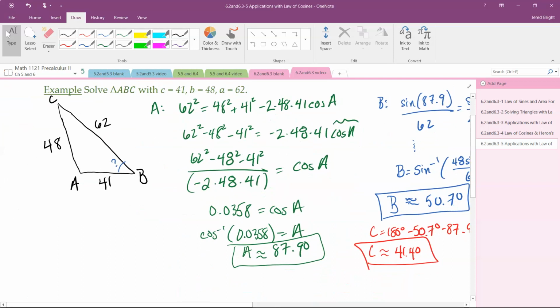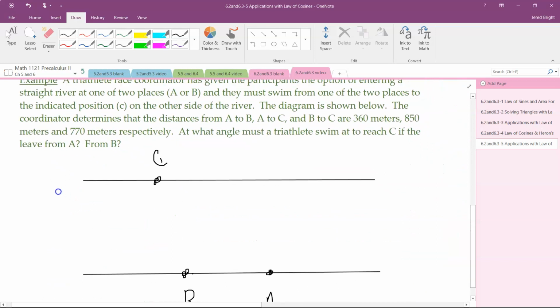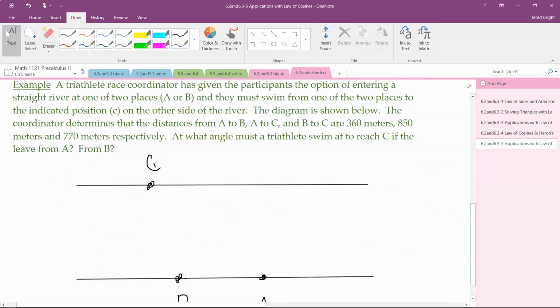Okay. So we dealt with kind of a generic example where we're given some side lengths and work with it. Now we have to do a word problem. Why? Just because. Okay. So again, pause the video, read the context if you wish, and resume when you're ready.